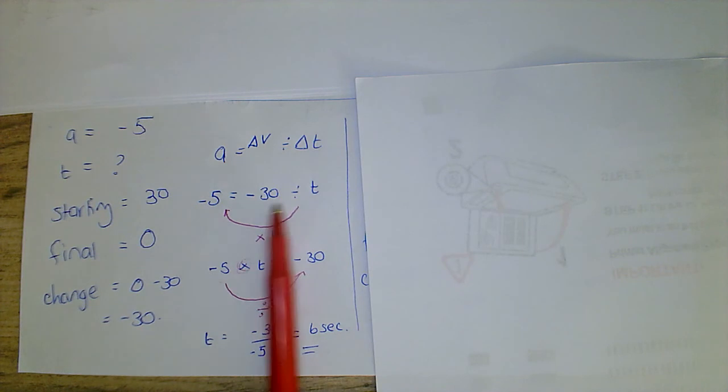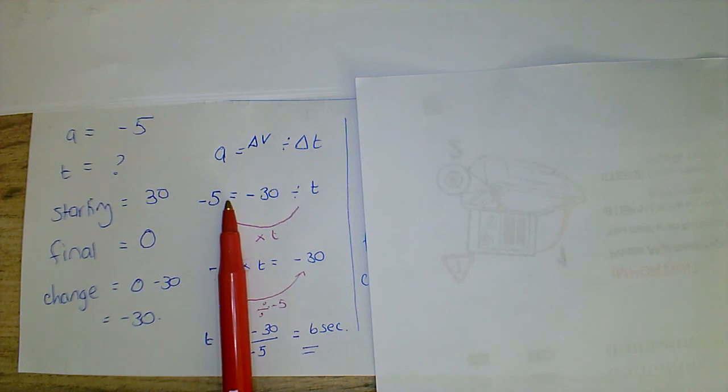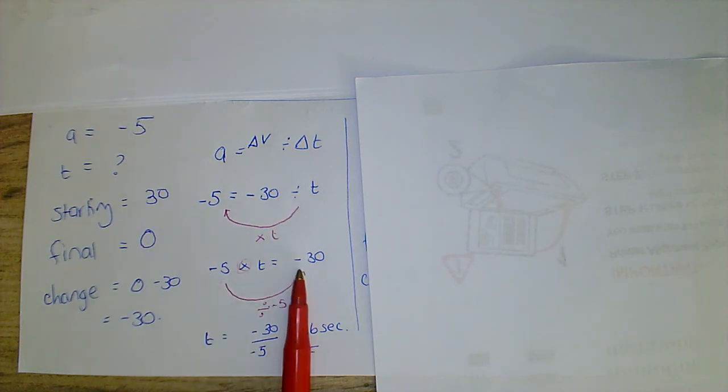When you're moving things around in an equation, you always do the opposite. Because it was divided here, we multiply to get it on the other side, and because it was multiplied here, we divide by the minus 5 to get it onto the other side. Minus 30 divided by minus 5 is 6.